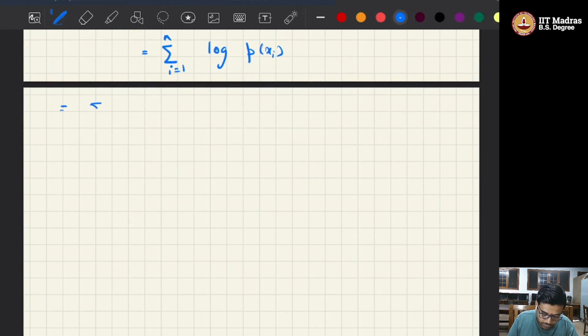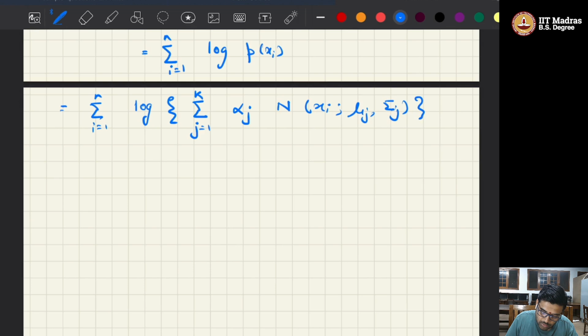Now this will be summation i equals 1 to n of log of summation j equals 1 to capital K of alpha j times N of xi, parameterized by mu j and sigma j. This will be your log likelihood.